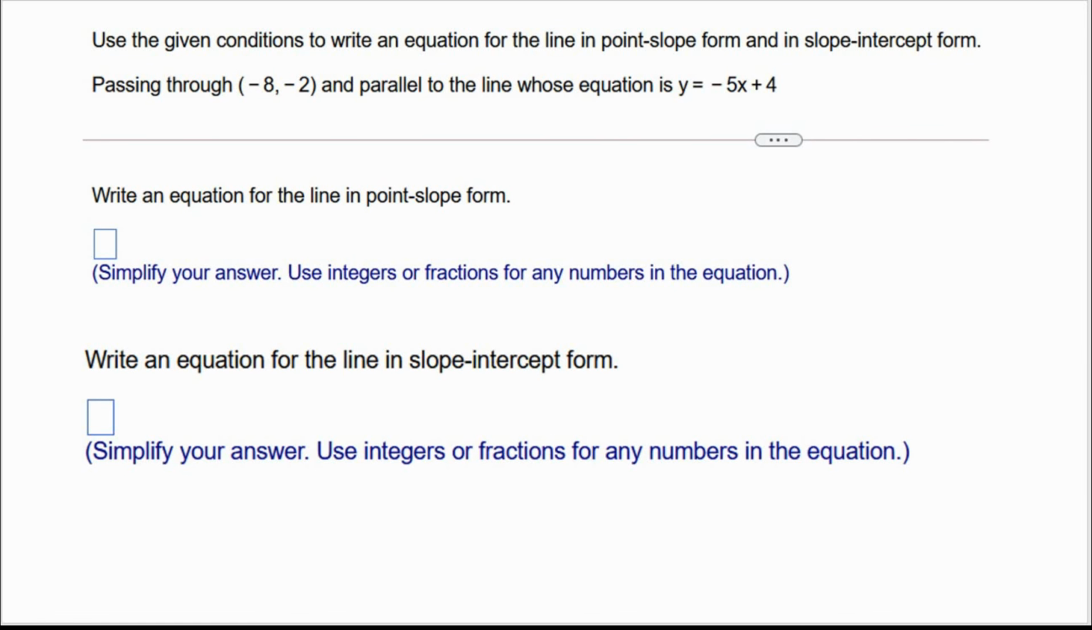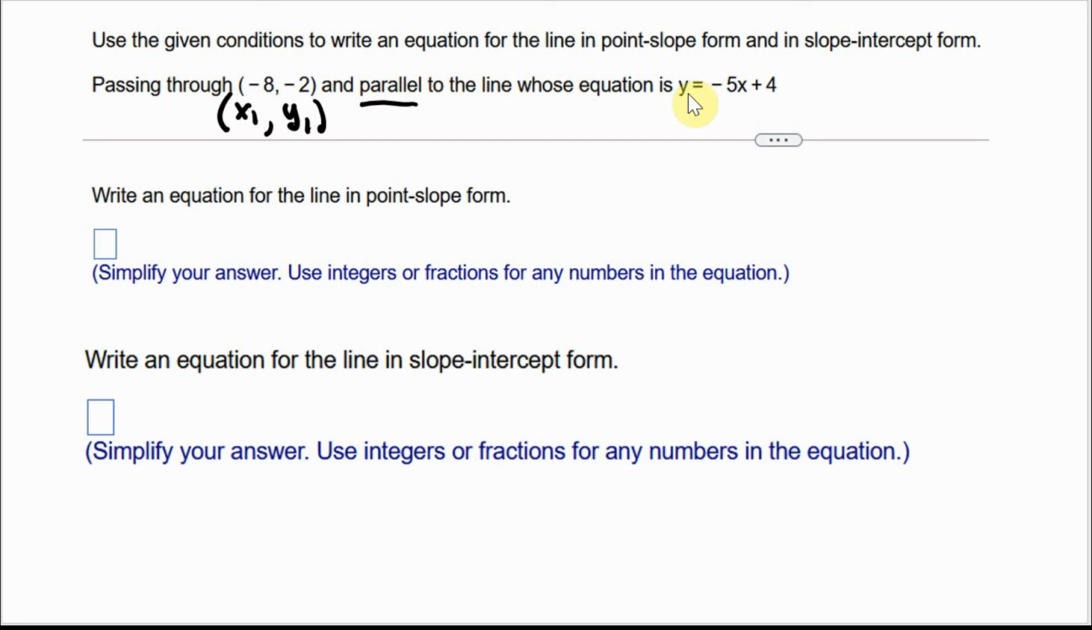Right. So, use the given conditions to write an equation of the line in point-slope form and in slope-intercept form. This goes back to the previous section on how you write the equation of a line. Here, the line passes through a point, so they give me a point, x sub 1, comma, y sub 1, and it's parallel to the line whose equation is this.